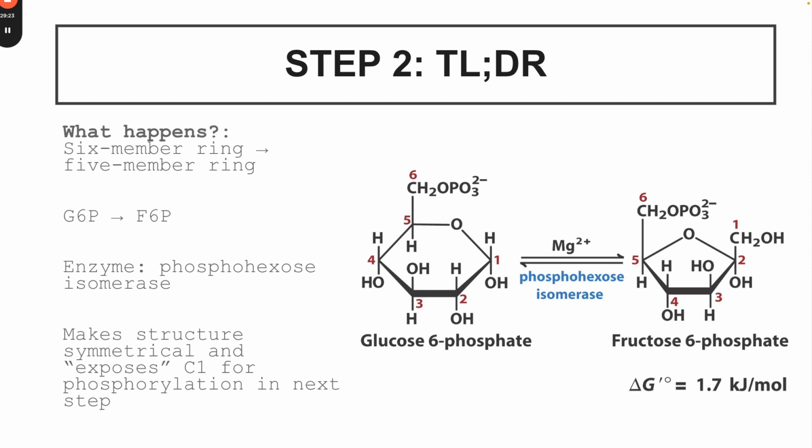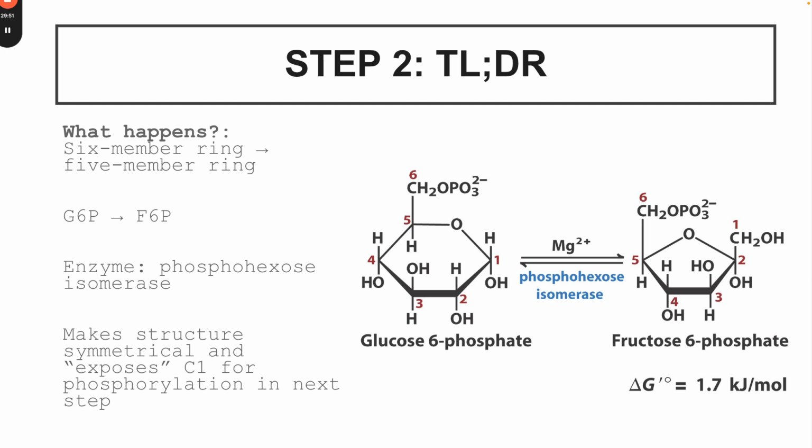Step 2, what happens? We have a 6-member ring, and it turns into a 5-membered ring. So we have glucose 6-phosphate, and that turns into fructose 6-phosphate. The enzyme is known as phosphohexose isomerase. Phospho, because we have a phosphate group. Hexose, because we have a 6-membered sugar ring. And then isomerase. Can anyone explain to me why it's isomerase? Does anyone have like a memorization trick?